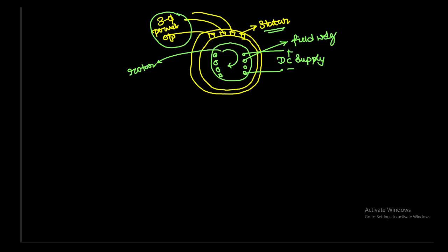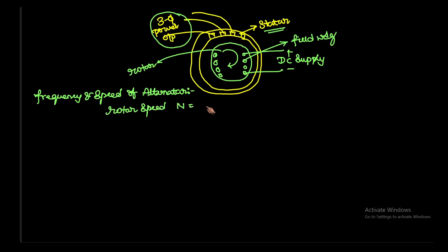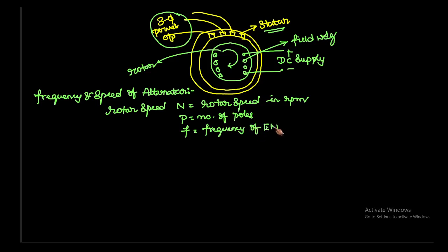Now we will see what the frequency and speed of an alternator are. For this I am taking some terminology. Here, capital N is the rotor speed in RPM. Next, P is the number of poles. Next, F is the frequency of the EMF in hertz.